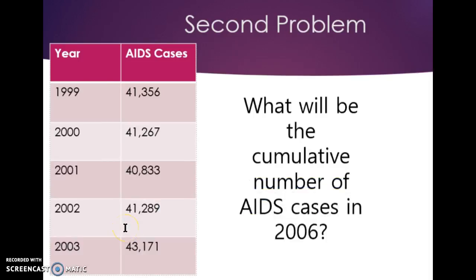The second problem is slightly more difficult. It requires a few more steps than the first problem. The problem is, what will the cumulative number of AIDS cases be in 2006? As you can see in the table on the left, with years on the left and number of AIDS cases on the right. And now we will punch this into the table.